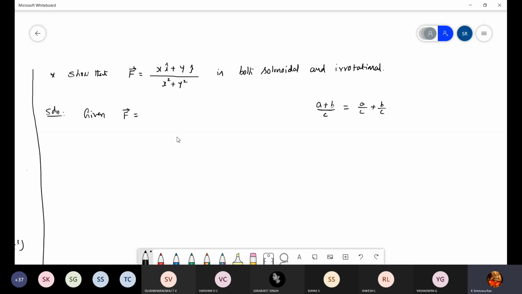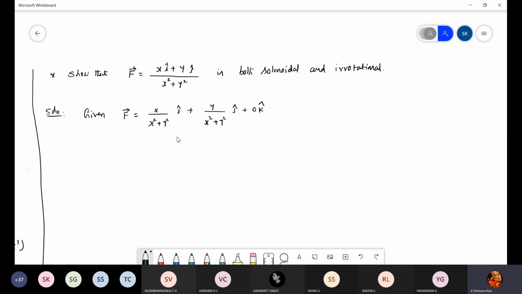So x divided by x square plus y square, split the denominator, into i cap plus y divided by x square plus y square into j cap. Since there is no k cap, just write 0 into k because you have to substitute for curl. For divergence, no problem. For curl, you have to substitute. The third component is 0. So now calculate. The question is, show that the given vector is both solenoidal and irrotational.